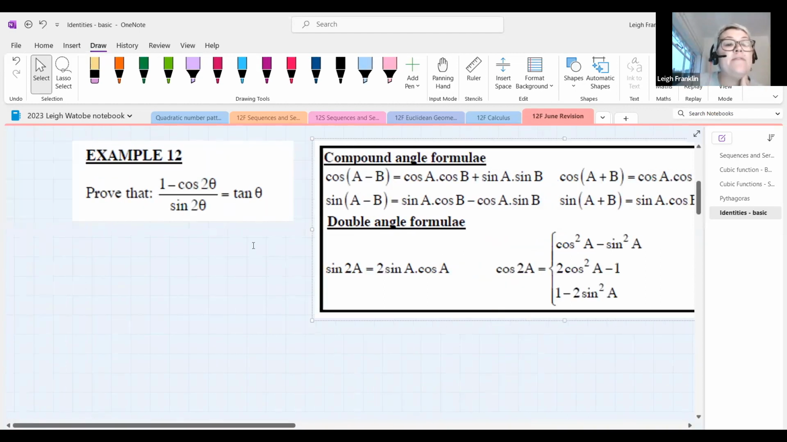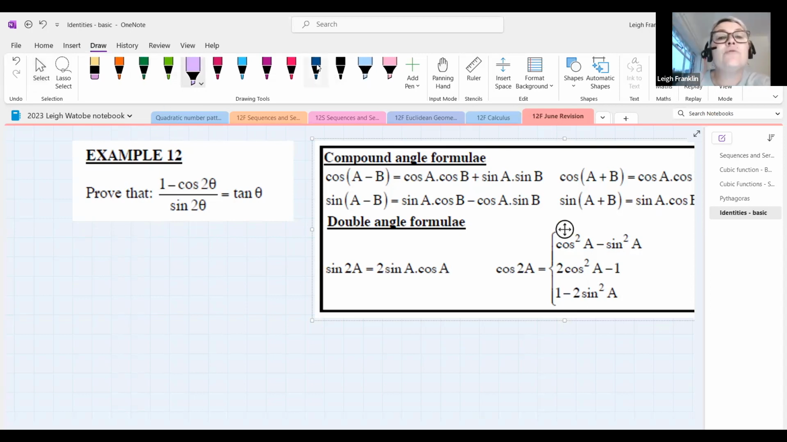So let's have a look at the very first example that they have given us. They want us to prove that 1 minus cos 2 theta over sine 2 theta equals tan theta. In this case, there's a lot more going on in the left. We can see two double angles. On the right-hand side, we've only got tan theta. So essentially, when we simplify the left-hand side, what we want to end up with must be sine theta over cos theta, or more than likely is going to be sine theta over cos theta.